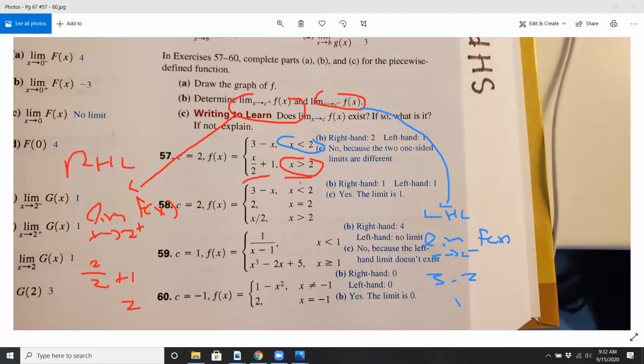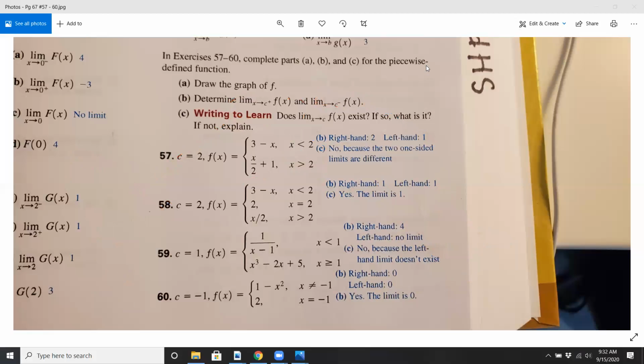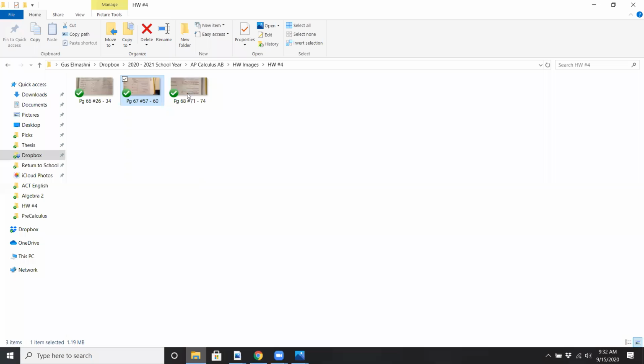You're just simply looking at the left and right-hand limits, and of course, if they equal each other, yes, the limit exists. If they don't, they don't. And if it does exist, then the actual limit is whatever both the RHL and LHL equaled. So that's 57 through 60. And then lastly, this one.